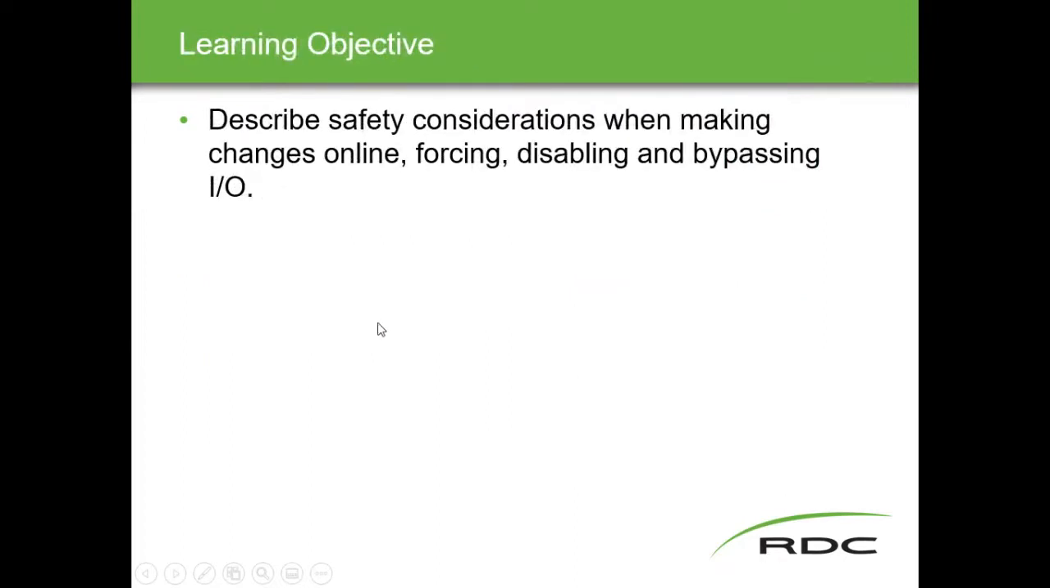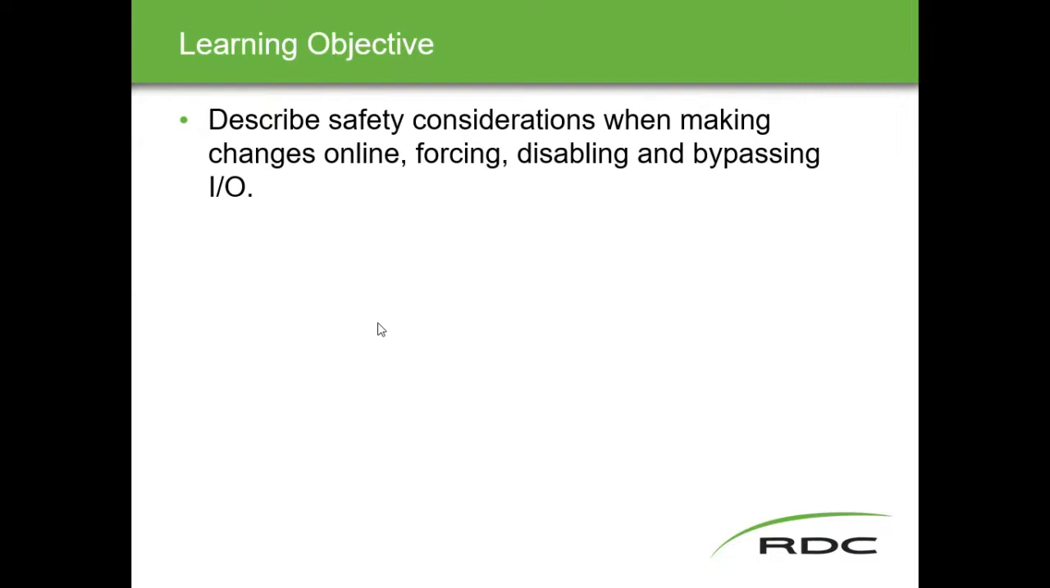Okay, learning objective: describe safety considerations when making changes online, forcing, disabling, and bypassing I.O. And this is something that I know personally I'm not strong on when we're in the lab, and that is really the place to exercise this. When we're down in the lab, we can do whatever we want. There's no consequences. Lights will come on. We don't have anything to really worry about, so we kind of go about it all willy-nilly. And next time we go to the lab, I'll talk about this a little bit more.